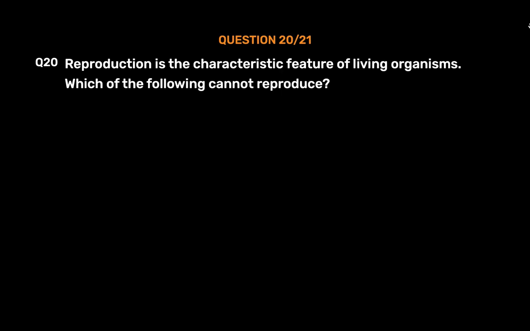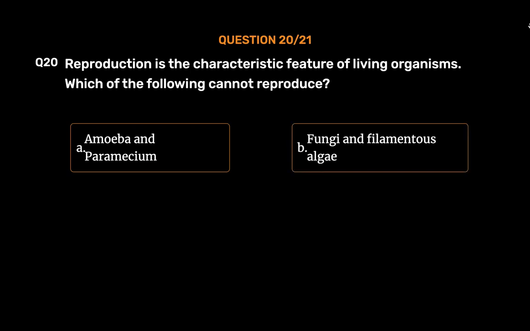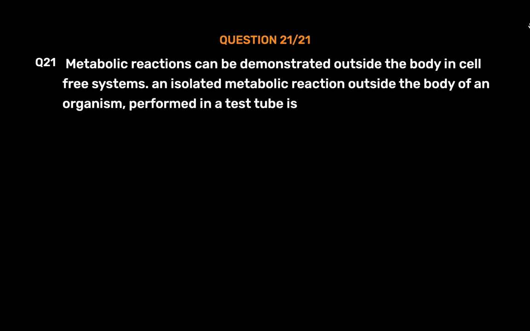Question number 20. Reproduction is the characteristic feature of living organisms. Which of the following cannot reproduce? Option A. Amoeba and paramecium. Option B. Fungi and filamentous algae. Option C. Humans and aves. Option D. Mules and worker bees. The correct answer is option D. Mules and worker bees.